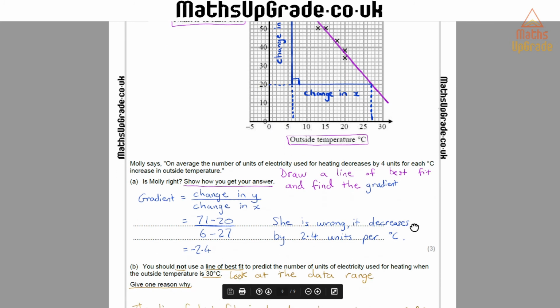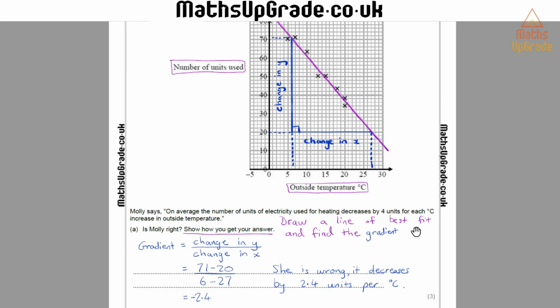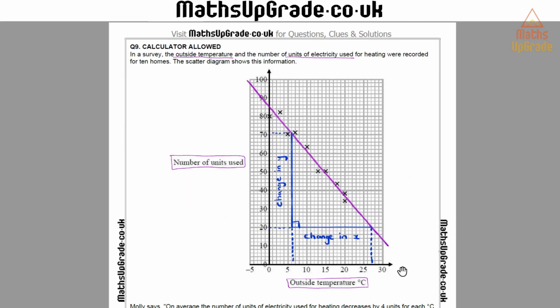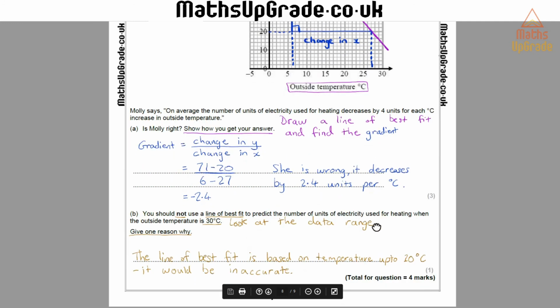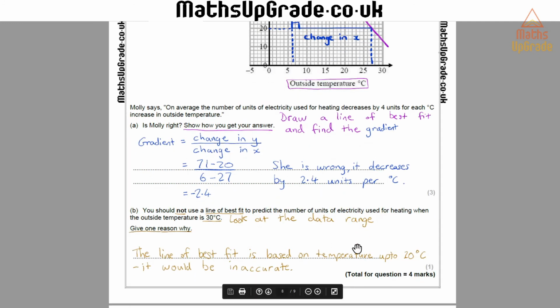In part B, it says you should not use a line of best fit to predict the number of units of electricity used for heating when the outside temperature is 30 degrees. Give a reason why. So 30 degrees would be over here. Our data is ranging from 0 degrees up to around about 20 degrees. 30 degrees is outside of our data range, so it would be inaccurate. Our line of best fit is only accurate up to 20 degrees. And that's 4 marks for that question.